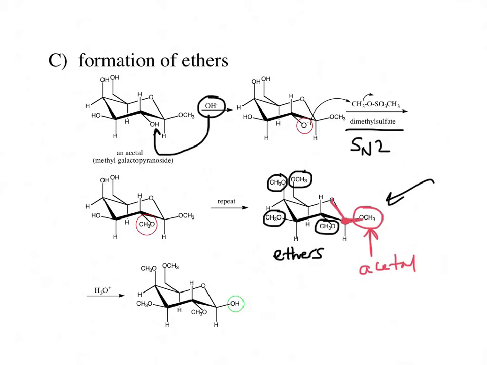So if you expose this to acid, acid does nothing to ethers. They're stable. They sit there. But acid will hydrolyze the acetal. So this H3O plus step is where we hydrolyze the acetal. The only thing that's affected is the anomeric carbon right there.